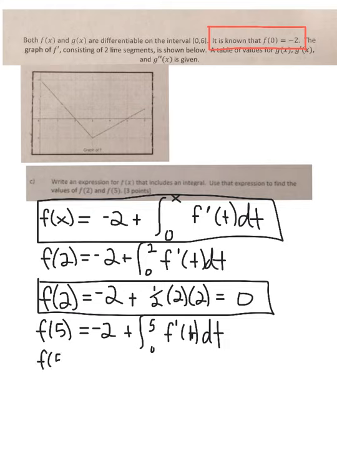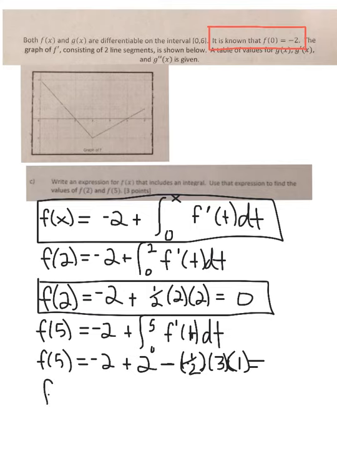F of 5 is going to be -2. Now we know, again, the area of the triangle from 0 to 2 is +2. Now I'm going to put a minus here, and now I'm going to find the area of the triangle that's underneath the x-axis. So take a minute and figure out what that's going to be. So the area of that triangle is 3/2, but I'm going to be subtracting because it's underneath the x-axis. So then our final answer for f of 5 is going to be -3/2.